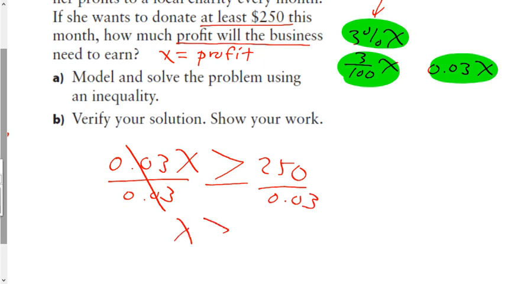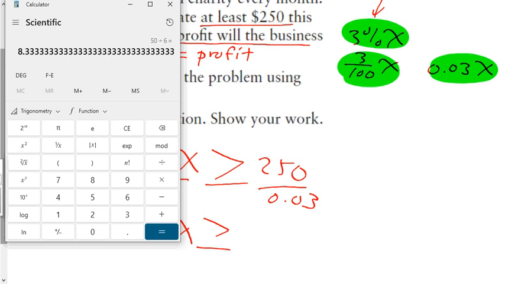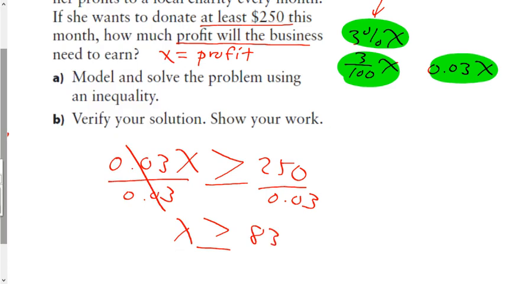Any value that's greater than or equal to 250 divided by 0.03, $8,333.33, roughly. So any profit that is greater than or equal to $8,333.33 will allow them to donate at least $250 to charity, because 3% of this is equal to $250.